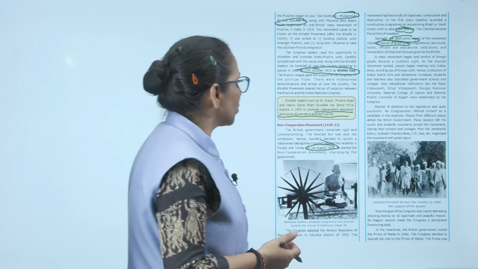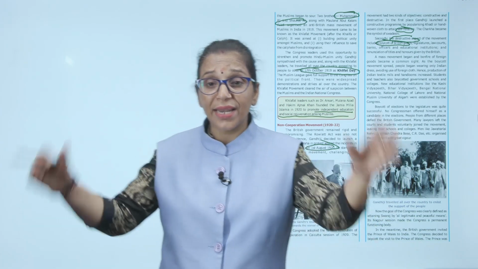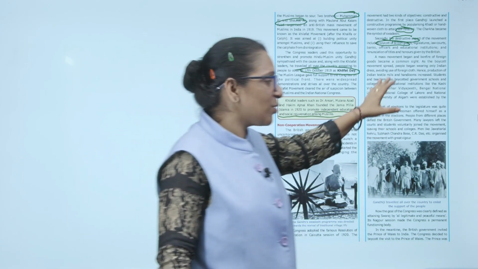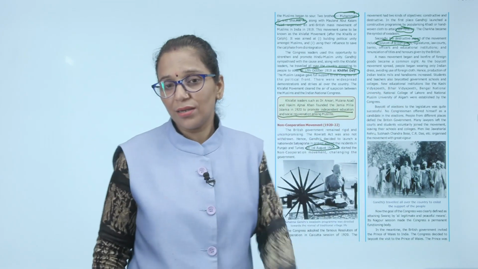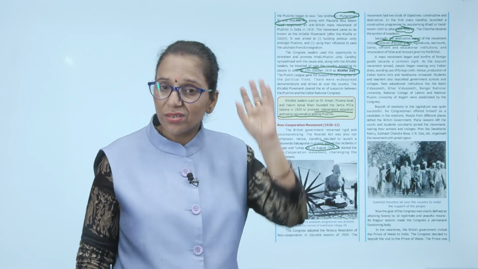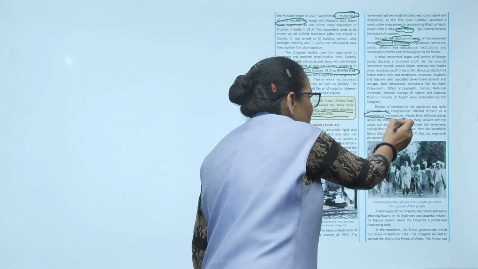New educational institutions were also set up at that time. You can see Kashi Vidyapeeth, Bihar Vidyapeeth, Bengal National University, National College of Lahore and National Muslim University of Aligarh were established by the INC Congress to educate the Indian youth. Boycott of elections to the legislature was also successful. No Congressman offered himself as a candidate in the election.